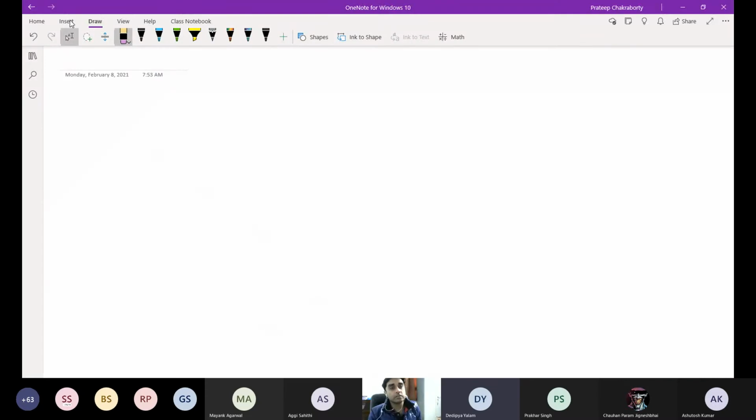Okay, can all of you see this OneNote page? Yes, sir. Okay, so we are doing what is called the transformation of a variable. I think the name is uniform transformation, and you are doing the continuous random variable.